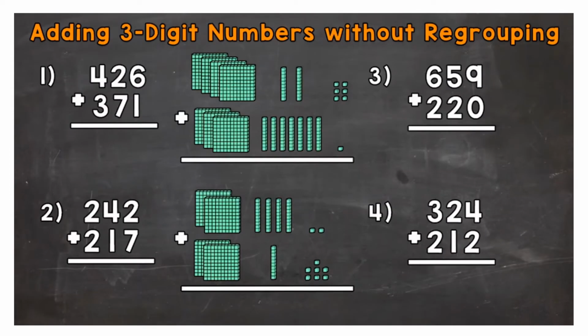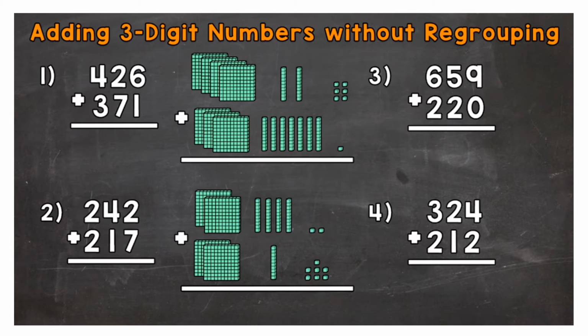In this video, I'm going to cover how to add three-digit numbers. These problems are going to be without regrouping. We have 4 examples that we're going to go through together in order to get this down. So let's jump into number 1, where we have 426 plus 371. I have some base 10 blocks to the right of the problem to help us visualize exactly what's happening as we go through this addition problem.